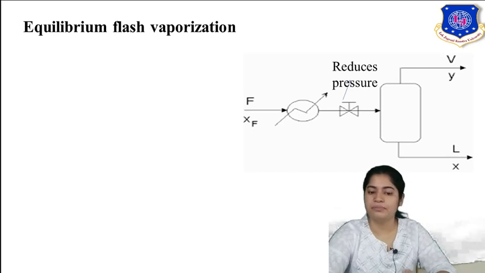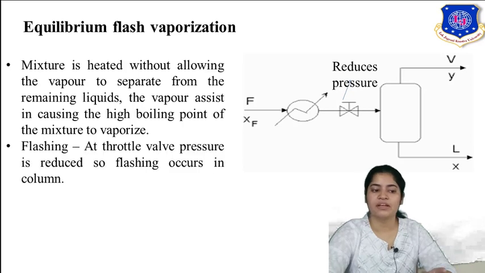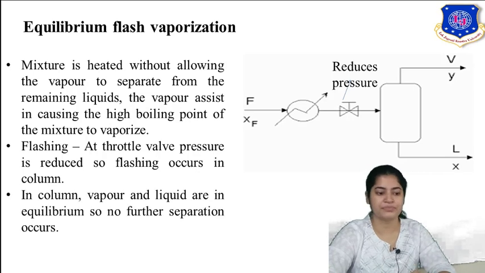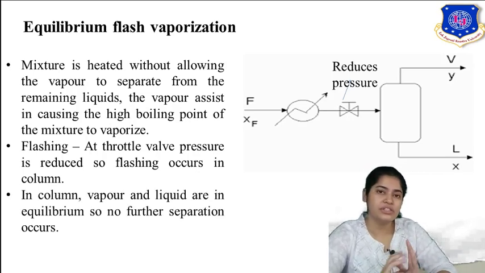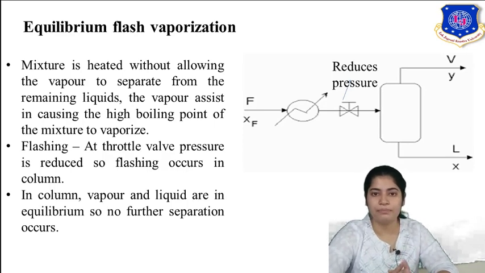See, the pressure reducing valve reduces the pressure. Now, a throttle valve reduces pressure, so flashing occurs. Now, how is this method different? See, in the column now, vapor and liquid will be in equilibrium.